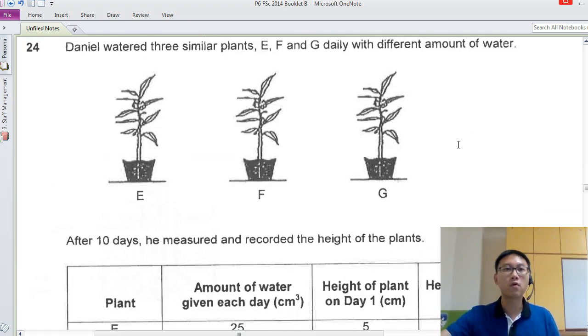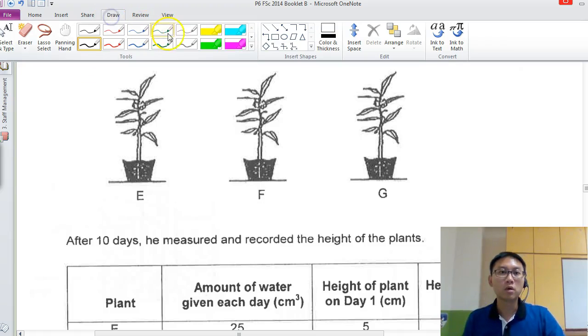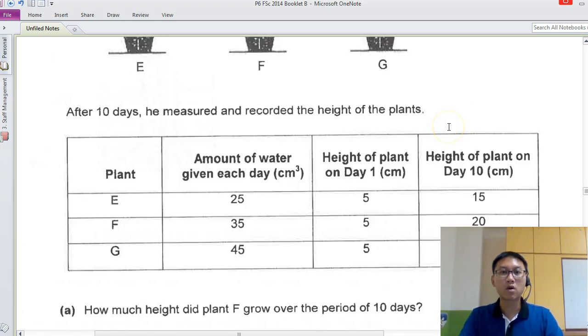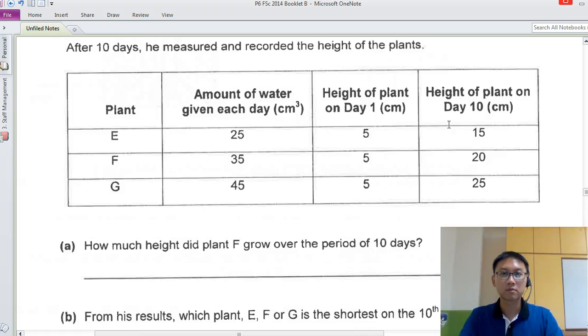Right, let's look at 24. Daniel watered 3 similar plants, E, F, and G, with different amounts of water. Now this is important. He watered with different amounts of water. So not all the same, some are different. After 10 days, he recorded the height of the plants. Let's look at the table up there.